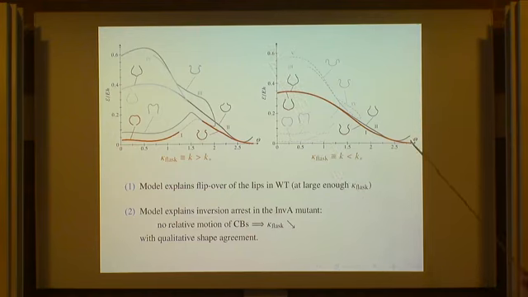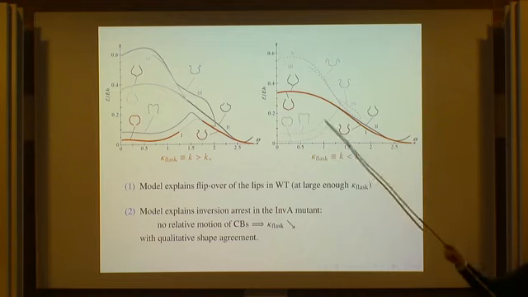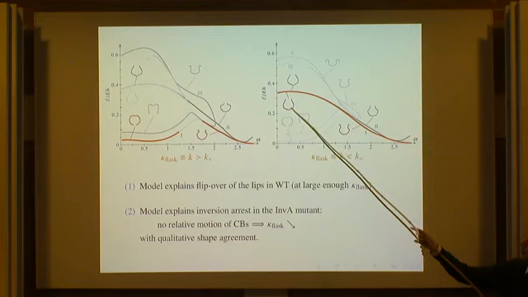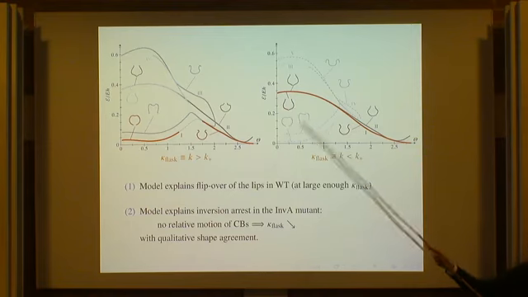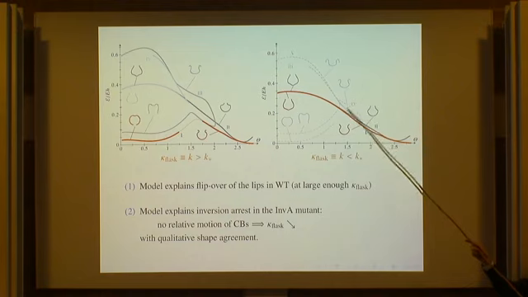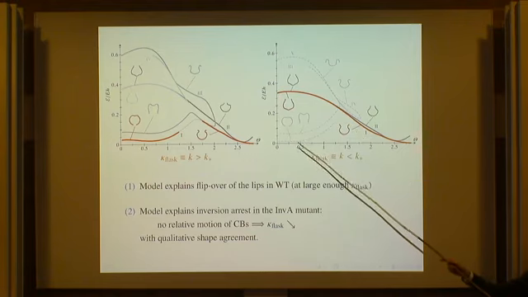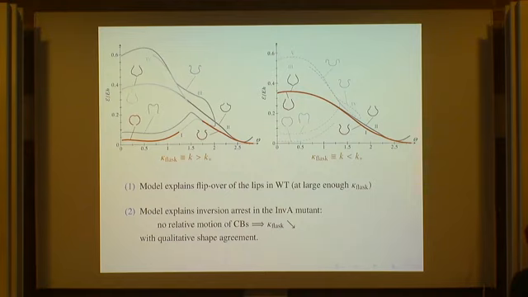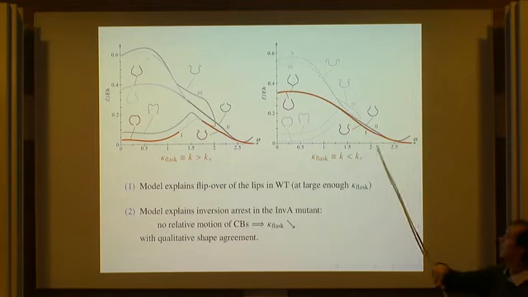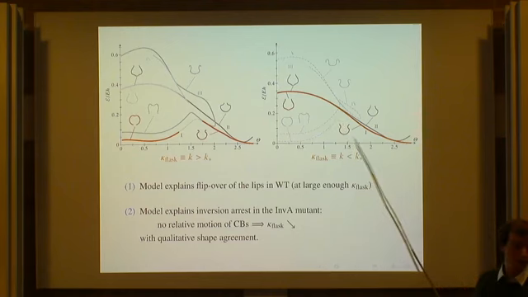You start over here, you stay on this branch on which it doesn't invert and the lips remain open. There are other solutions on which the shell completely inverts, but they are no longer connected by branch points to the inverted configurations. And so this does explain the inversion arrest in this mutant. If I don't have any relative motion of cytoplasmic bridges, I have less of a splay, I have a lower intrinsic curvature, and hence I don't invert and indeed get the shapes seen in the experiments.